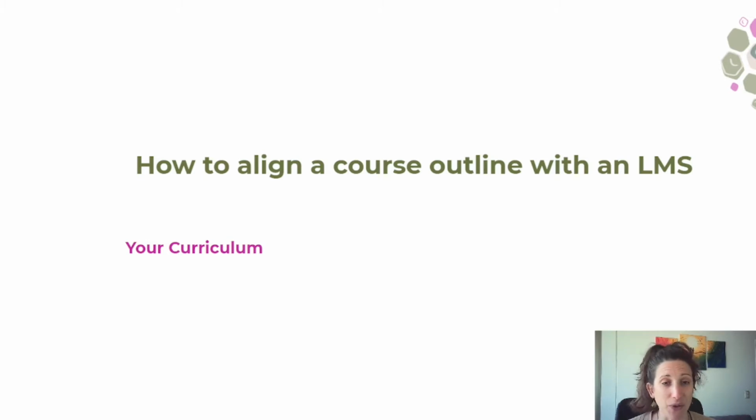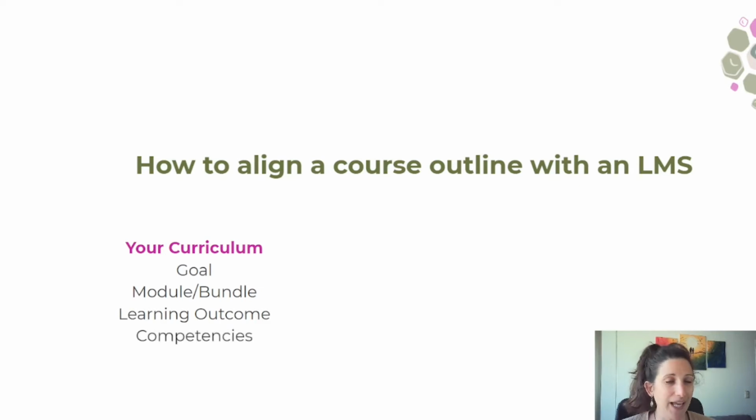For purposes of this video, let's have a look at what our curriculum would look like. Our curriculum will have a goal. It would then have a module or a bundle, which is not always in a curriculum. It depends on what your curriculum is. So this is the only one that's optional. You have your goal, an optional bundle or module. Then you would have your learning outcomes, your competencies, and all of these would then help you define what lessons you're going to create, which is your content types.